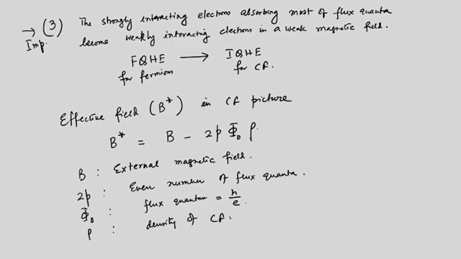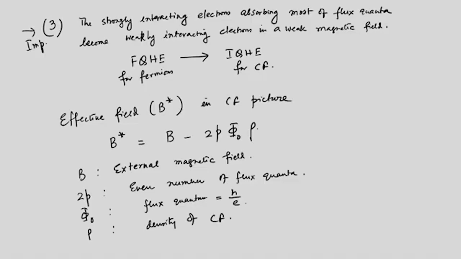So this tells you that the effective magnetic field, or the reduced magnetic field, is given by this expression, where B is the external field, and now since these fermions have absorbed most of the flux from the external field, the field now remains as this. Let us now see what this means in terms of the electron filling.